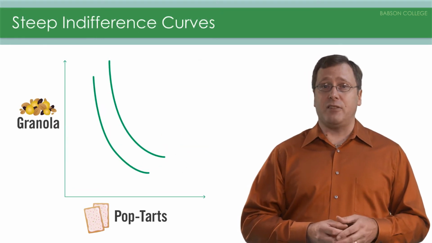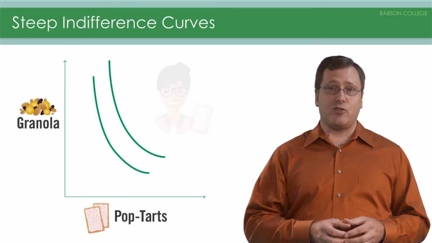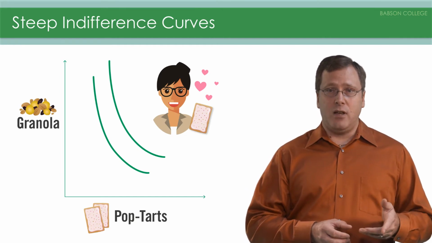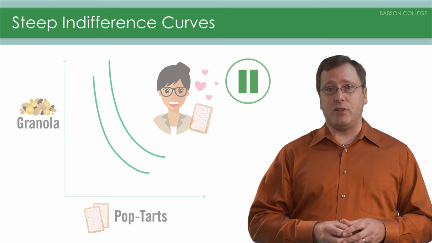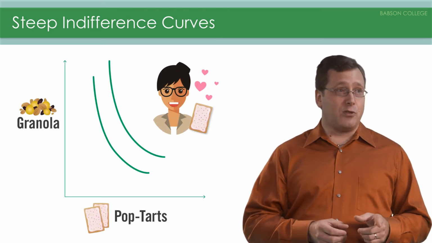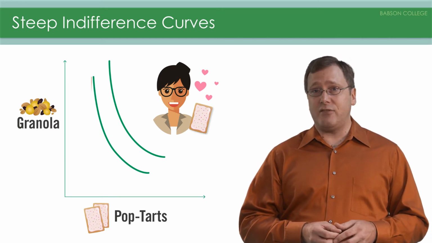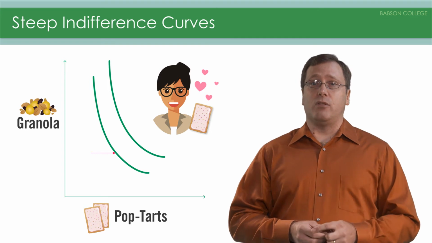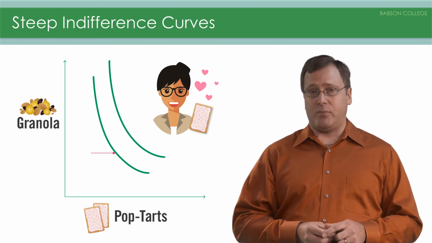A very steep indifference curve indicates that the person has a stronger preference for the product on the horizontal axis, Pop-Tarts. Pause the video and see if you can explain why that is. It is all about the slope again. The person is willing to give up a lot of the vertical y-axis good, granola, for a little bit more of the horizontal x-axis good, Pop-Tarts.